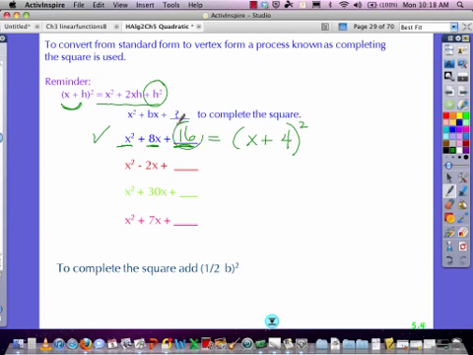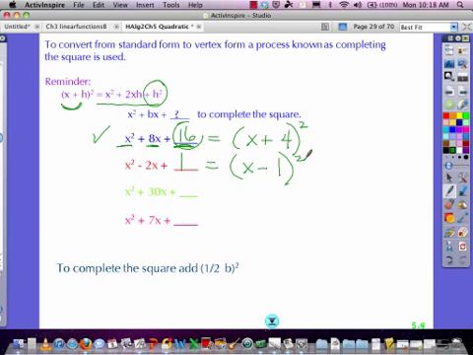Let's try another one. We've got a negative 2x. If that was already doubled, to undo that doubling, we'd take half of it. That'd be negative 1x. Square that term, you'd get a 1. And that, again, would give us our binomial square that would turn into x squared minus 2x plus 1.